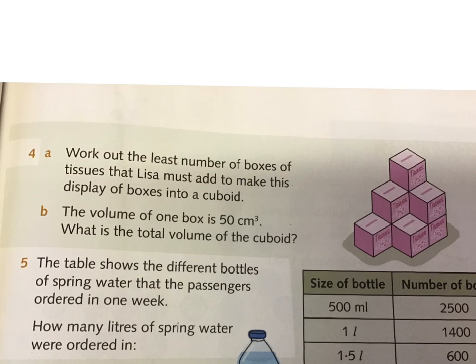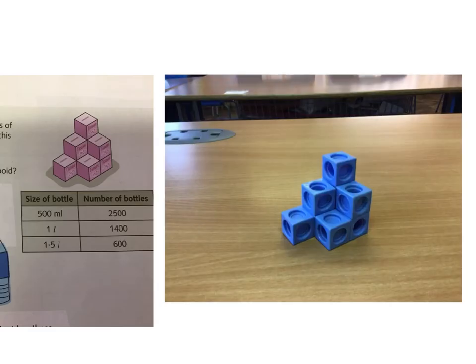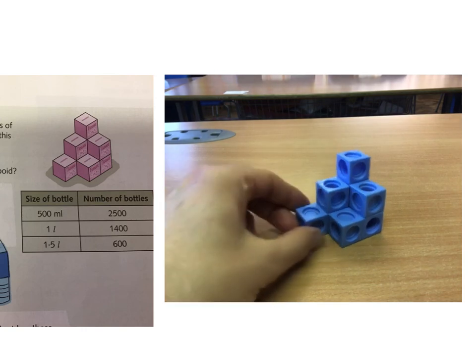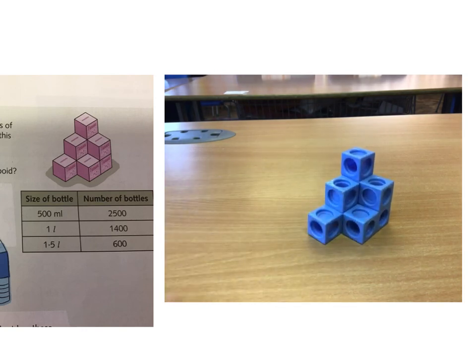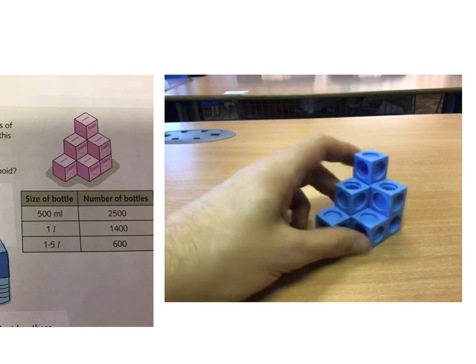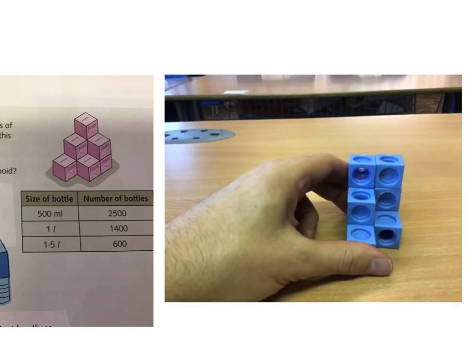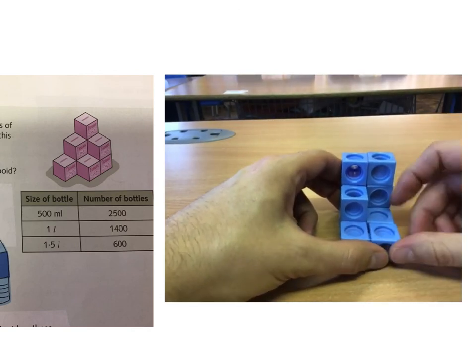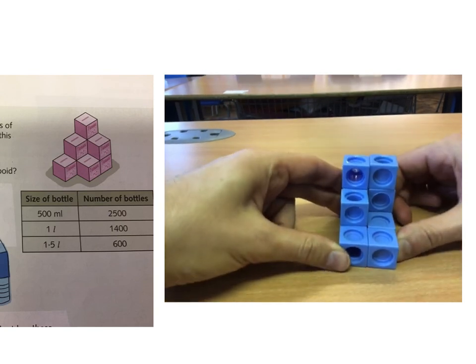So we have a display of boxes here, and the challenge is how many more boxes will we need to make it into a cuboid. Now, if you were in school, you could use multi-link like this to help you visualize the problem. It's always useful to visualize word problems so that they make more sense for us. You could use multi-links and simply start adding more on to try and make it into a cuboid, and that way you could work out how many you would need.